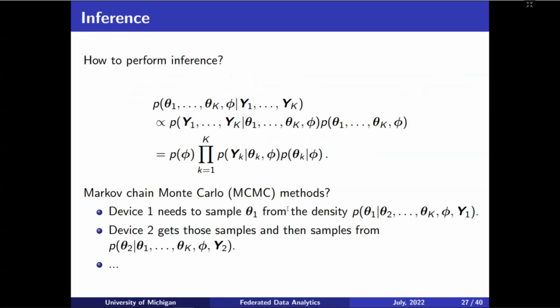So one question is, how can we perform inference for the posterior distribution? In statistics, the most intuitive way is to use MCMC methods. Let's take the Gibbs sampler as one example. At the beginning, device 1 needs to sample theta_1 from the density of theta_1 conditioned on all other theta and the dataset. Afterwards, it will transmit all those samples back to the central server. The server will then update its parameter and send it back to device 2. Then device 2 will sample theta_2 from the distribution of theta_2 conditioned on theta_1 till theta_k. And we will repeat this procedure for several iterations.